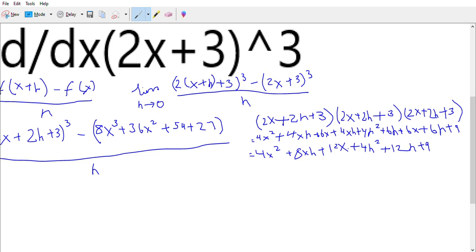So that's what happens. That's the answer after I combined all the like terms. And of course, I have to multiply this entire expression by 2x plus 2h plus 3. Sorry about the background noise if you hear it. I'm just going to rewrite the 2. That didn't look that great. So now it's time to distribute the entire thing here.